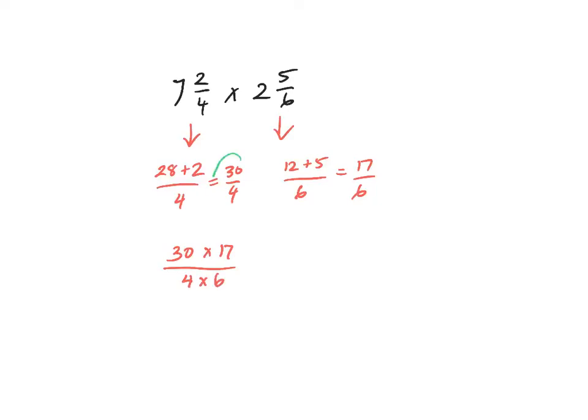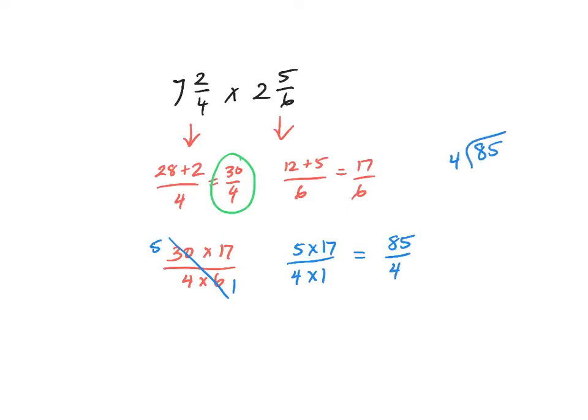And I could have simplified before I even began right here, because that fraction, 30 and 4, are both divisible by 2. But I'm going to go ahead and do cross simplification. I see this direction, I share a common factor of 6. So I can pull out a 6, this becomes a 5, this becomes a 1. My problem is now 5 times 17 over 4 times 1. 5 times 17 is 85 over 4. And now I just need to change back to a mixed number. 4 goes into 85 21 times. So I have left over 21 and 1/4.